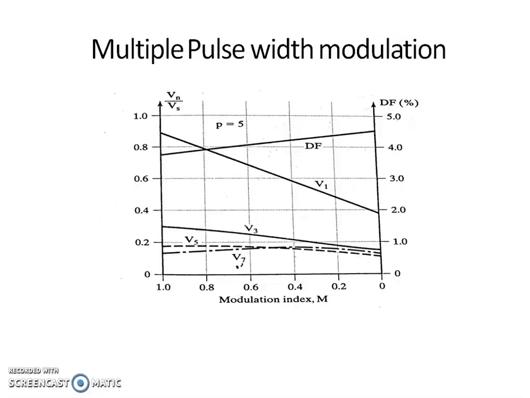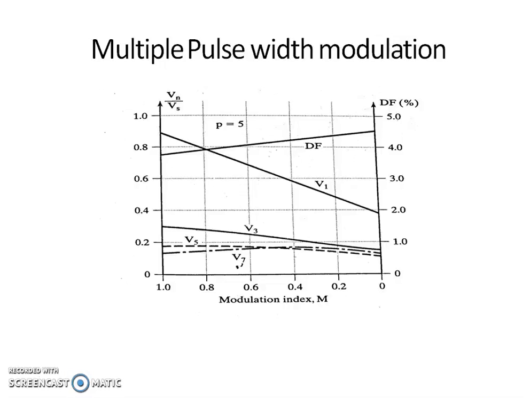That is the comparison of multiple pulse width modulation with single pulse width modulation. In single pulse width modulation, there is a single pulse per half cycle, but in multiple pulse width modulation, there are several pulses per half cycle. The number of pulses per half cycle is determined by the frequency of the carrier signal Fc.